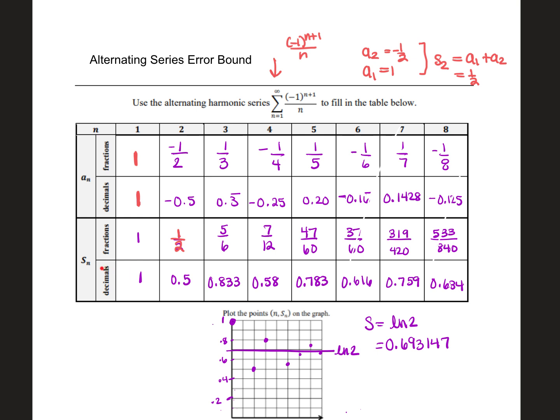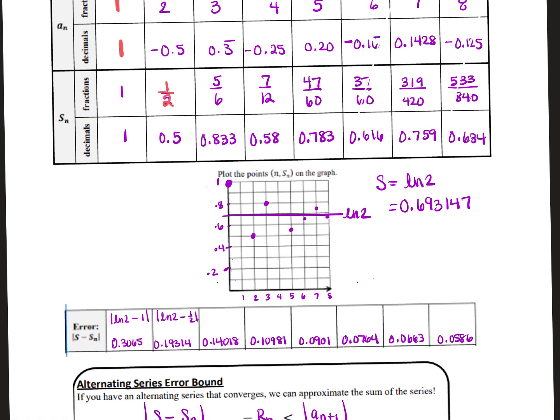You can see our sums are going to get closer to, it looks like, 0.6 something. It was at 0.5, then it went as far as 0.83, then it got closer. Basically what's happening here is that these sums are going to the natural log of 2, which again, you don't need to know. The error is the full sum minus the partial sum, and the errors get smaller as we go on because our sums are getting closer and closer to that value.